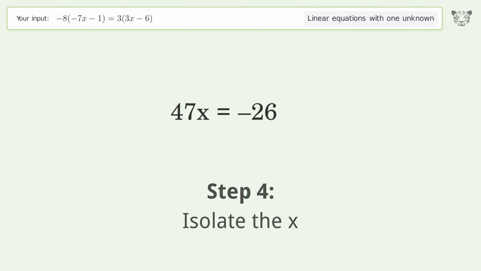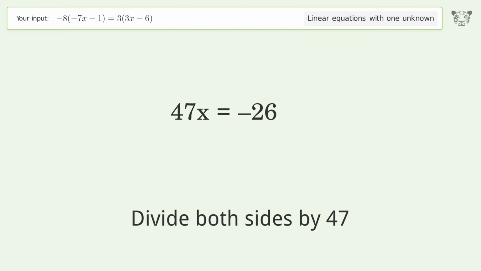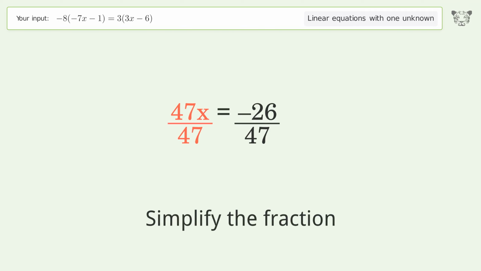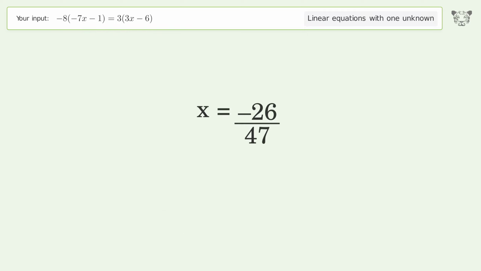Isolate the x. Divide both sides by 47. Simplify the fraction. And so the final result is x equals negative 26/47.